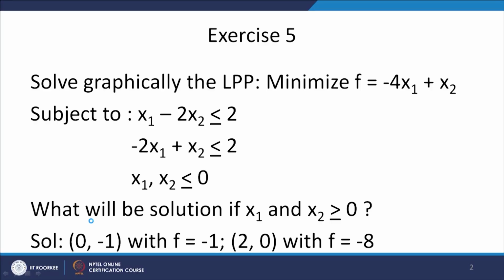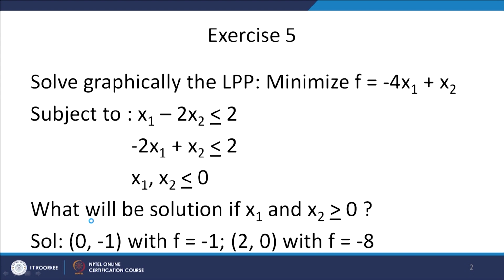Now, exercise 5 is as follows. We are required to solve graphically the linear programming problem given by minimize f equals minus 4x1 plus x2 subject to x1 minus 2x2 less than or equal to 2 and minus 2x1 plus x2 less than or equal to 2, where x1 and x2 are less than or equal to 0.